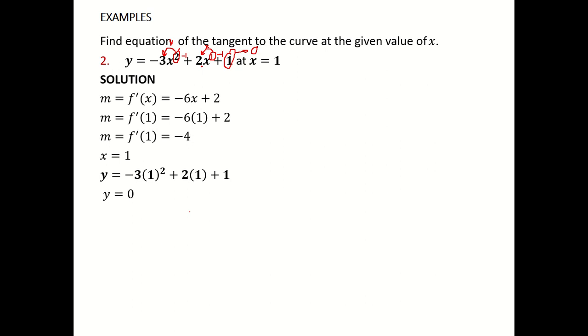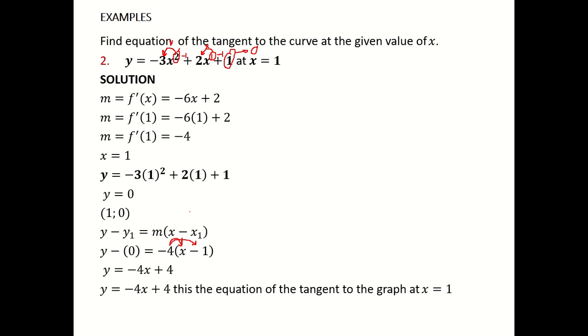You will take the given x coordinate and substitute it into the original function, and this is what you will get. So wherever there's x in the original function, you will substitute 1, and that will give you 0. So your coordinates will be 1 and 0. x1 is 1, y1 is 0, and the gradient is -4. Do that substitution, and when you multiply out here, you will have -4x plus 4, and this will be the equation of the tangent to the graph at x is equals to 1.